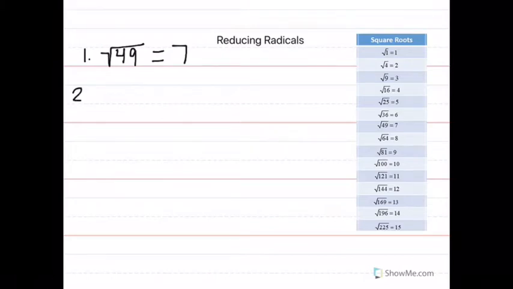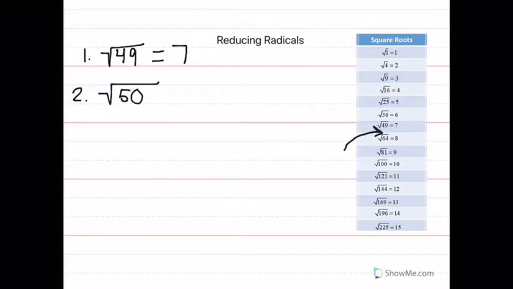So number 2, let's take the square root of 300. Sorry, let's start with square root of 50. A little bit smaller. Looking at our chart over here, you can see that the square root of 50 is not on it. It's between 49 and 64. It's not on our chart. That means it's going to be a decimal. If you were to put it in your calculator, it would be 7 point something. I'm not even sure what it is.